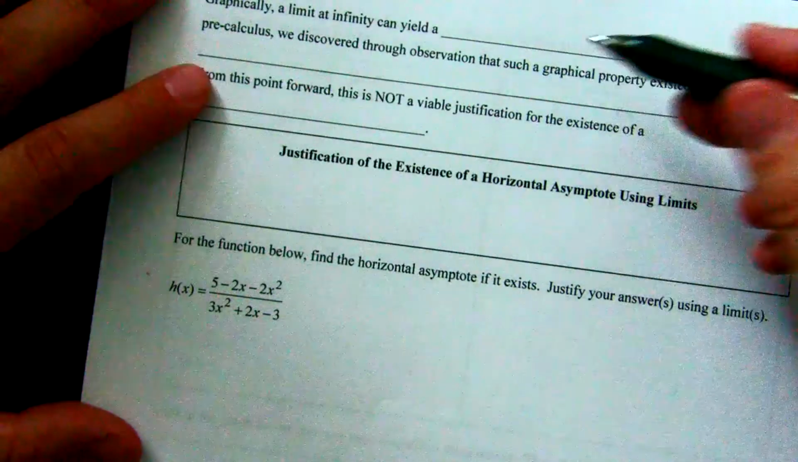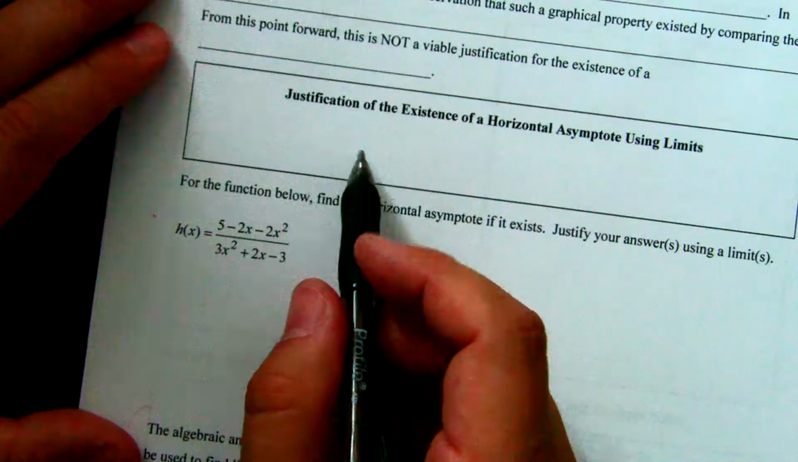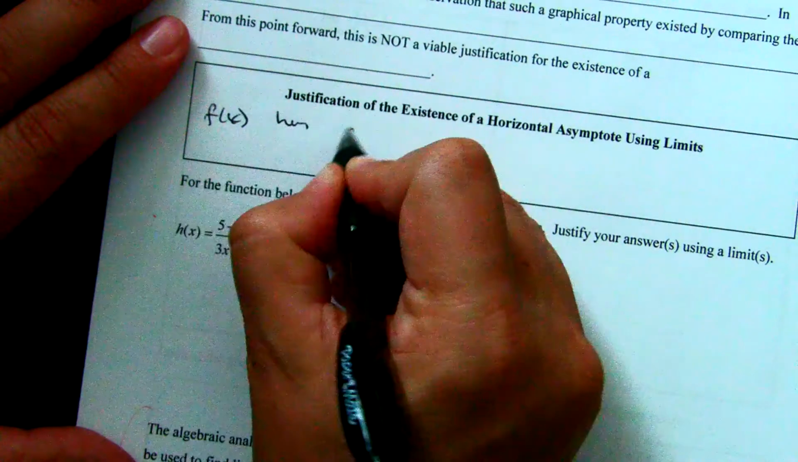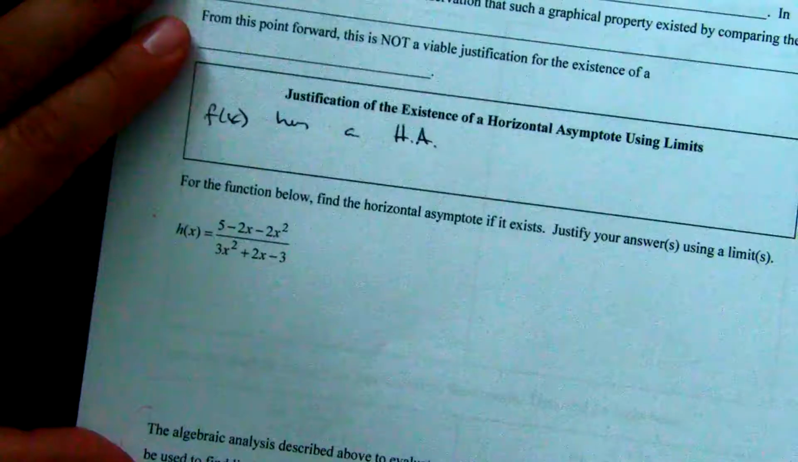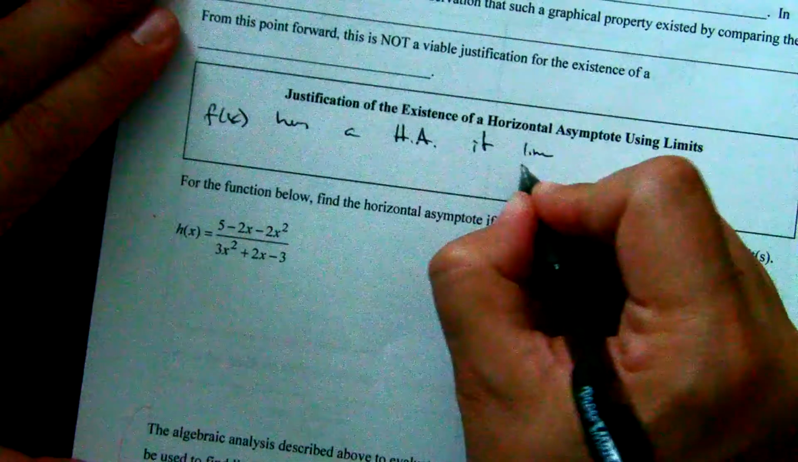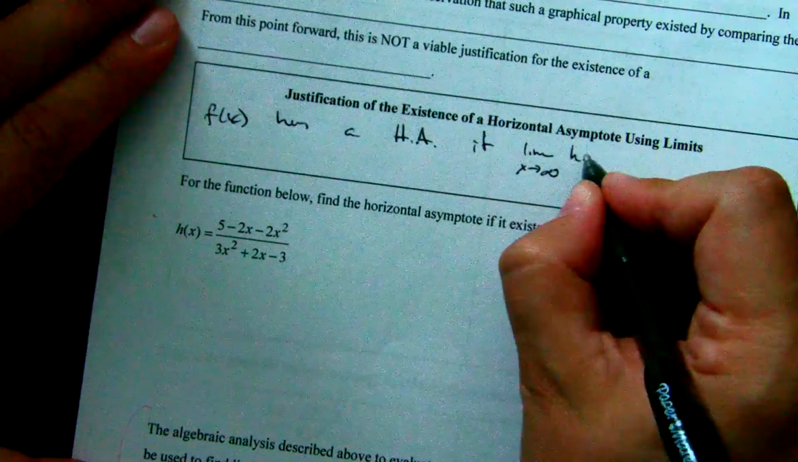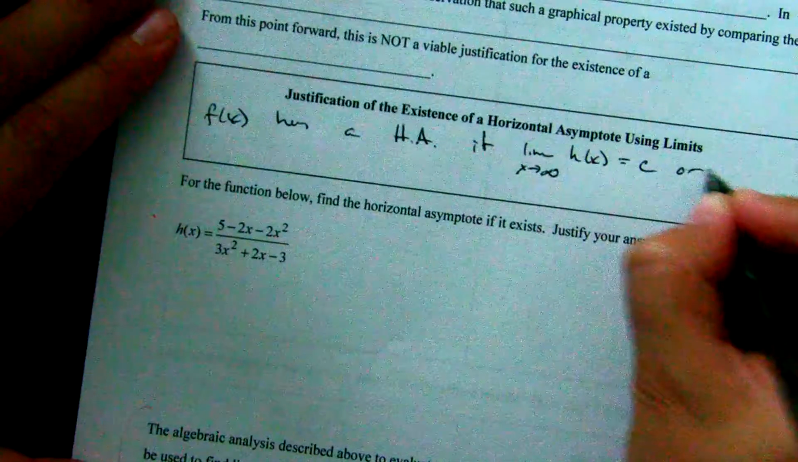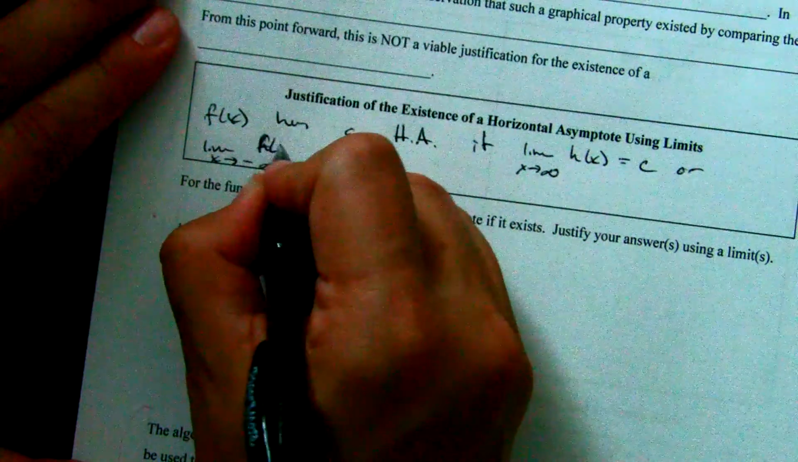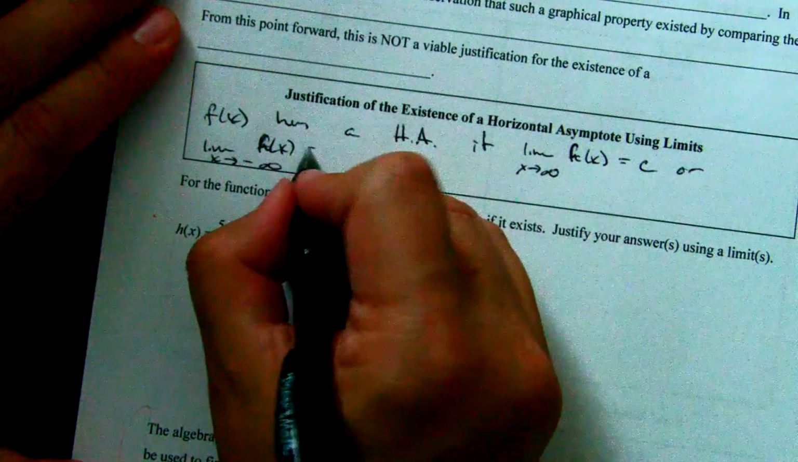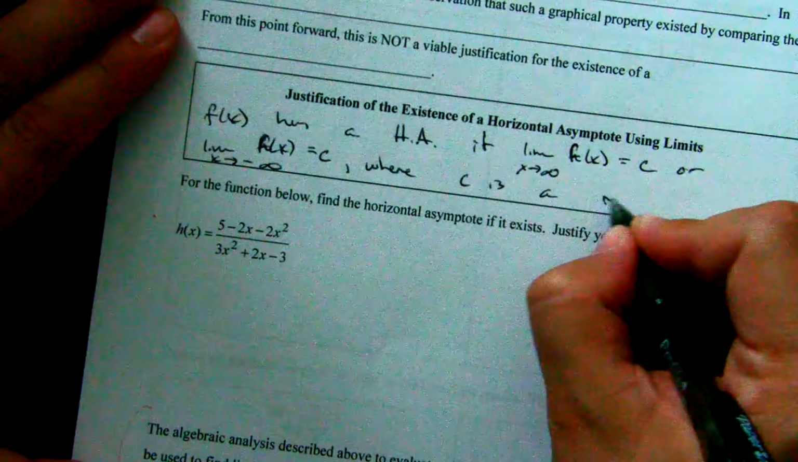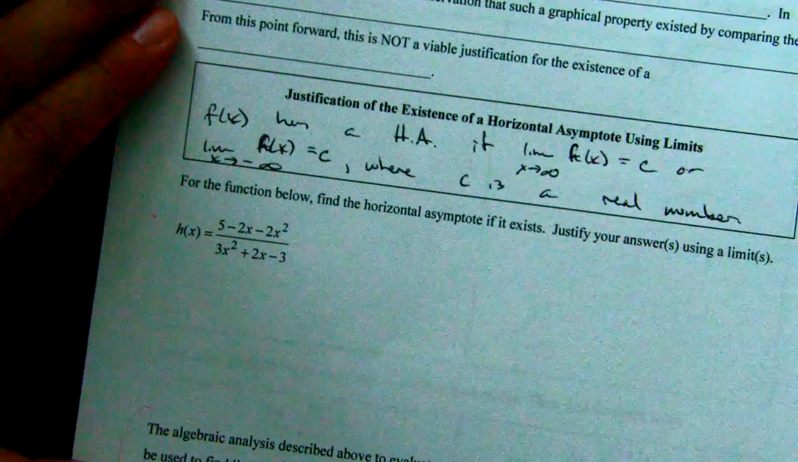Graphically, a limit at infinity can yield a horizontal asymptote. We need to know the justification of the horizontal asymptote using limits. F of x has a horizontal asymptote if the limit as x approaches infinity of f of x equals c, or the limit as x approaches negative infinity of f of x equals c, where c is a real number, not infinity or something like that.